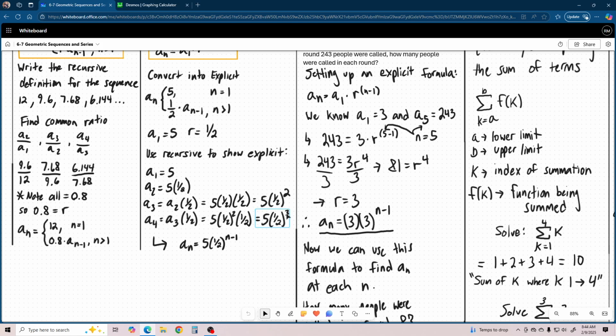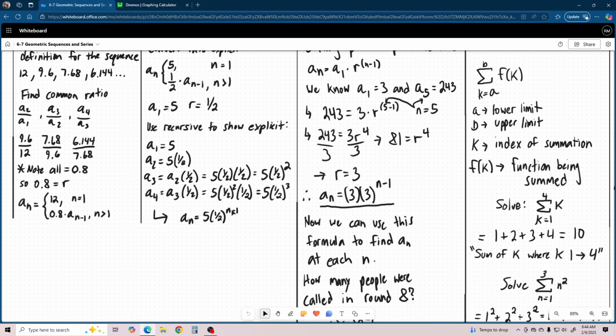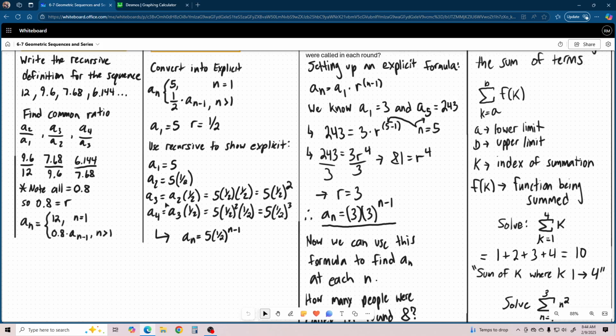And you'll notice here that this 3 is always going to be one less than the term we're trying to find, which means that if we look at our explicit formula for this sequence, it's a sub n equals 5 times 1/2 to the n minus 1. N minus 1, because if we're looking for the fourth term, we're going to raise it to the third power. And then n, because that's the number we're looking for.